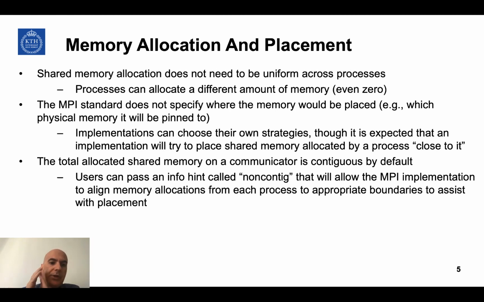The total allocated shared memory on a communicator is contiguous by default. The user can pass an info hint called alloc_shared_noncontig that will allow the MPI implementation to align memory allocation from each process to appropriate boundaries to assist with the placement.